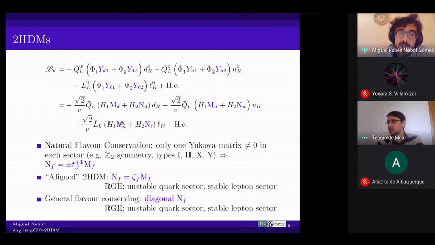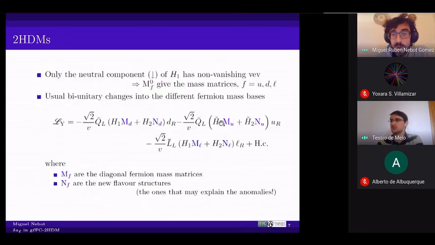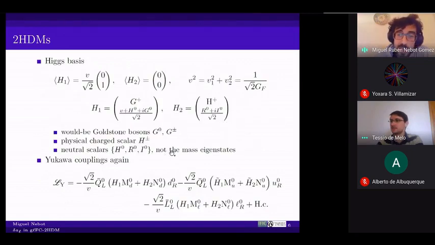That you already isolate what is the mass matrix and what will be the second flavor structure, those N matrices, which have the new couplings. Of course, you still need to identify which are the real mass eigenstates in the scalar sector. The neutral. When you go to the Higgs basis, you have already isolated your Goldstone bosons, your charged scalar, but there are three neutral scalars which are not mass eigenstates.